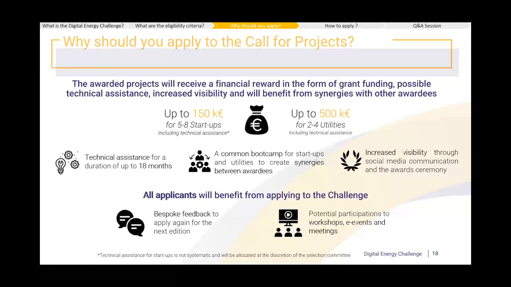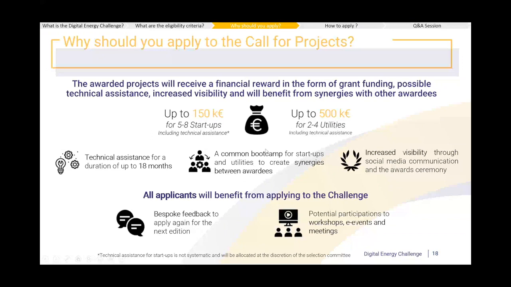And you will obviously also have some increased visibility thanks to social media communication from AFD, specifically during the award ceremony. And during this award ceremony, you will meet the different winners from your promotion, and you will have the occasion to talk with them and create some synergies and network with the different winners of that challenge.